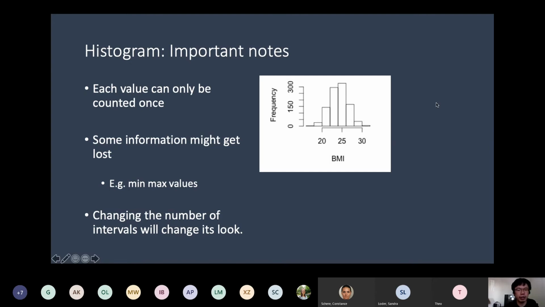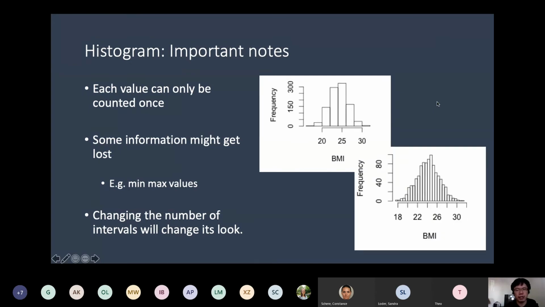Also, if you change the number of intervals, you change the look of the histogram. For example, these are two histograms from the same data set, but you have more fine-tuned intervals for the second one. So by decreasing the interval, making it smaller, if the fidelity of the data allows, it gives you better looking, more detailed information. Okay.